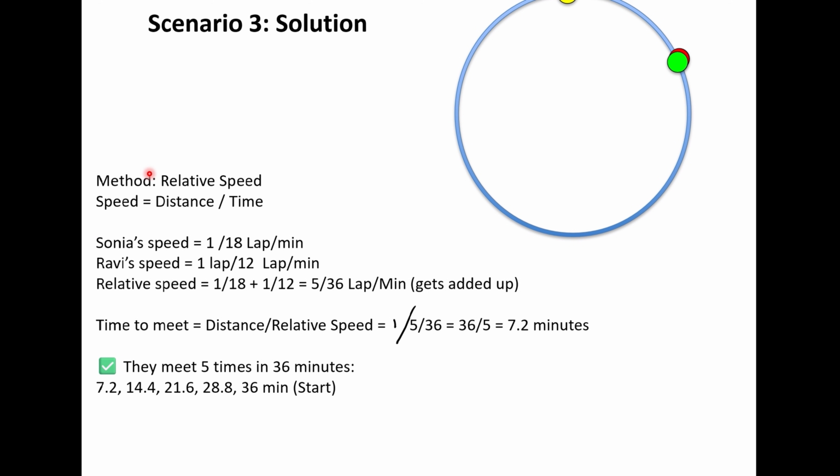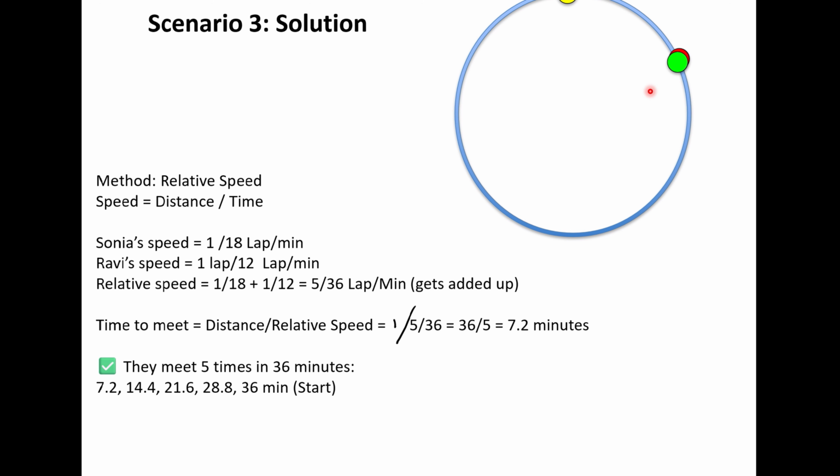So when it comes to scenario 3, to find the answer, we need to use the relative speed. We can't use the least common multiple, because they are running in the opposite direction and we have to find where on the track they will be meeting. For that, speed is equal to distance by time. Sonia's speed will be 1 by 18 lap per minute, and Ravi's speed will be 1 by 12 lap per minute. Therefore, the relative speed will be the sum of Sonia's and Ravi's speeds, which is 5 by 36. Time to meet will be distance by relative speed. So 1 divided by 5 by 36 is 36 by 5, which is 7.2 minutes.